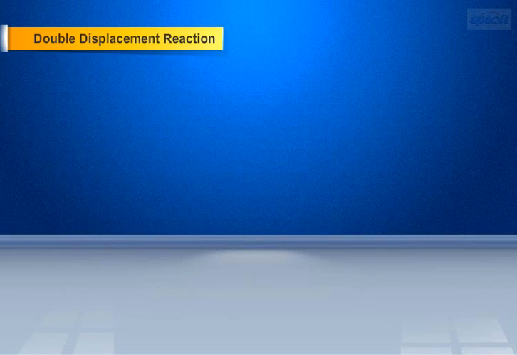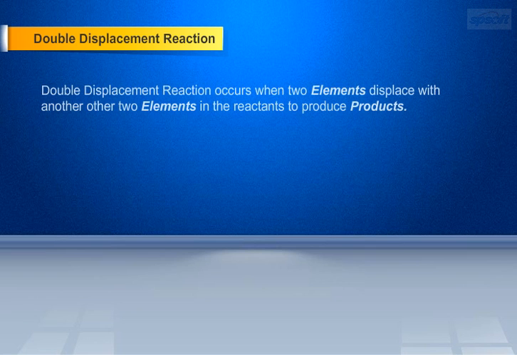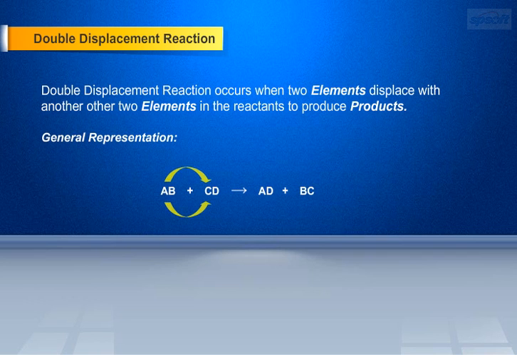Let us look into the fourth chemical reaction, that is, double displacement reaction. Double displacement reaction occurs when two elements displace with the other two elements in the reactants to produce two new products. In double displacement reactions, elements get displaced with the other element on the reactant side. The general representation for double displacement reaction is AB plus CD gives AD plus BC.